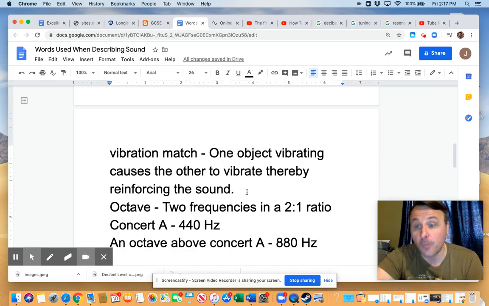An octave below 440 hertz is 220 hertz. So it's just a way of talking about that. And that's the way that our music system is set up, based on the concept of octaves and ratios. But we're not going to get too much into all of that.